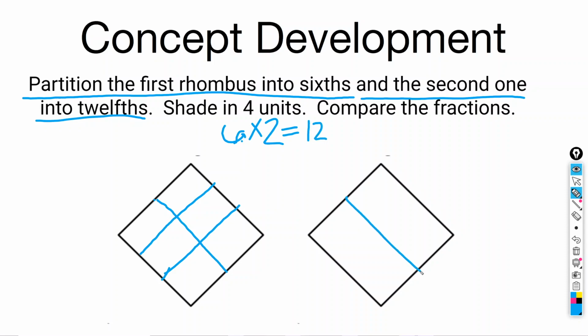So I'm going to make this one into 6ths again, just like my other one. 2, 4, 6. And then I'm going to double that. So that means I'm going to take each piece and break it into 2 pieces. And then that should give me 12. So let's count that. 4, 8, 12. Okay. So I did that by tilting my head a little bit to the left and looking at the rhombus like it's a square, because it's easier to break it up into equal pieces.